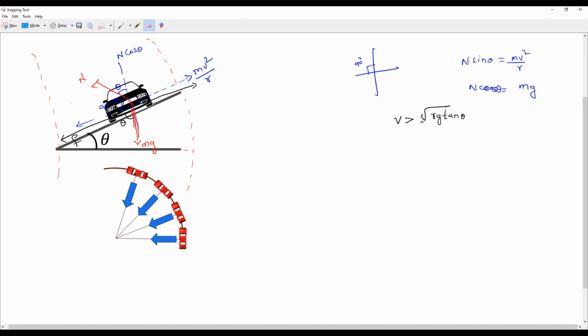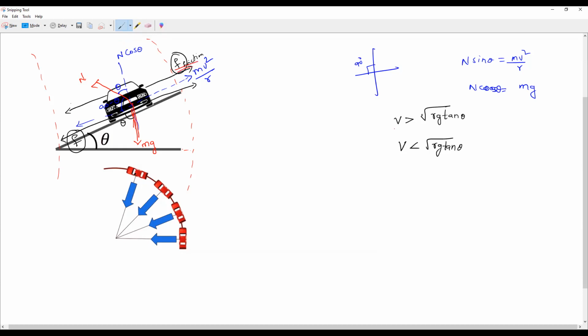So when the velocity is greater than root over rg tan theta, the body tries to skid in the upward direction, and friction is acting in what direction? Friction is acting in the downward direction. So if velocity is less than root over rg tan theta, the body is skidding in the downward direction. By then the force of friction will act in what direction? Upward direction.